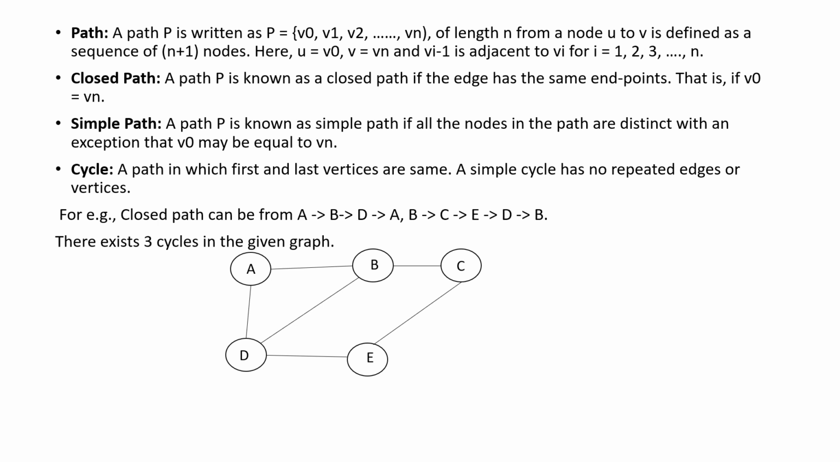Okay. Now cycle. Cycle is quite similar to closed path. As we can see, in the graph shown here, there are three cycles. A, B, C, A, and B, D, A. This is the first cycle. And second cycle is A, B, C, E, D, A. And third cycle can be B, C, E, D, B. So there are three cycles in the graph shown here.